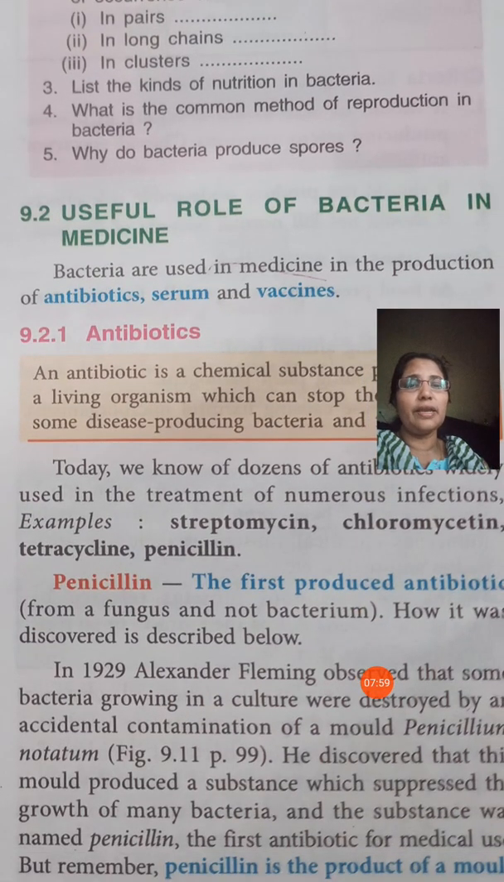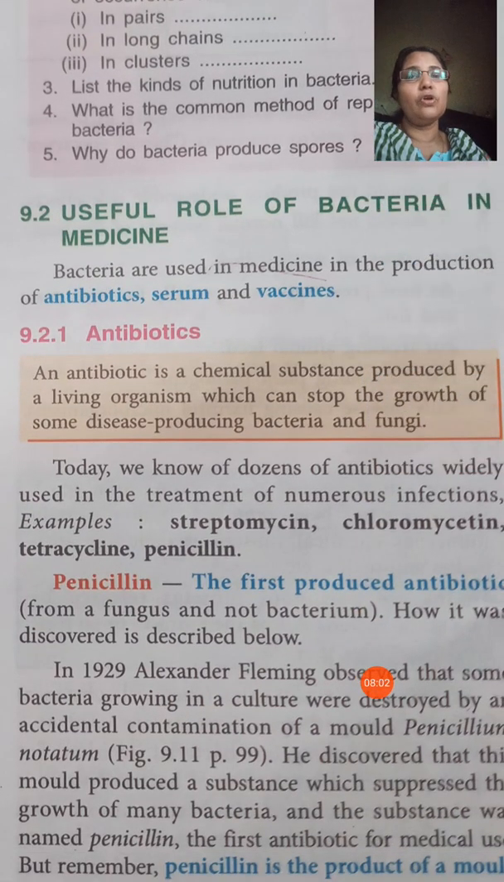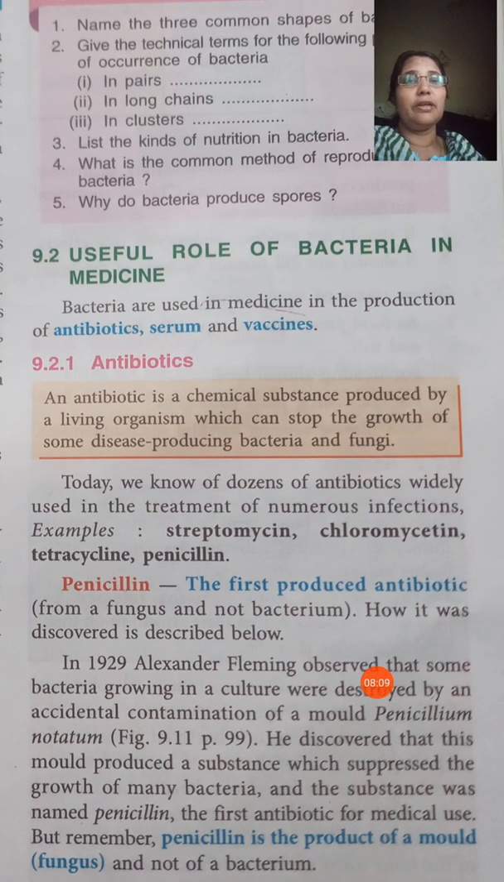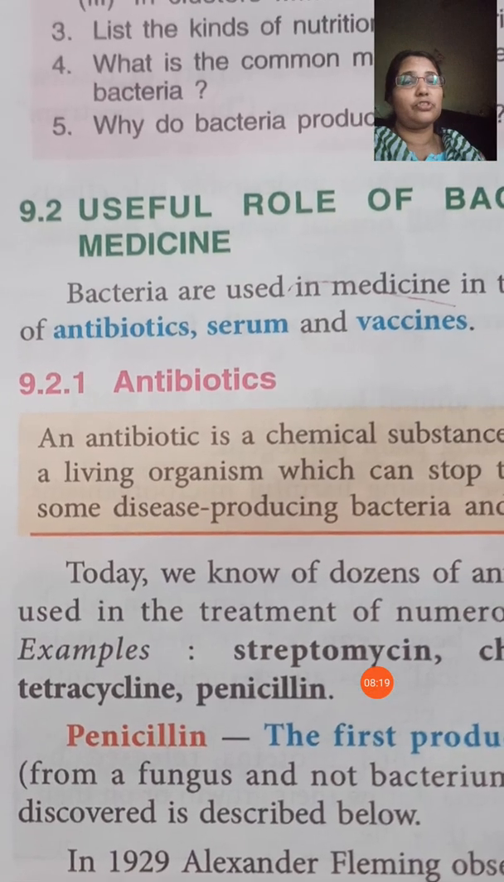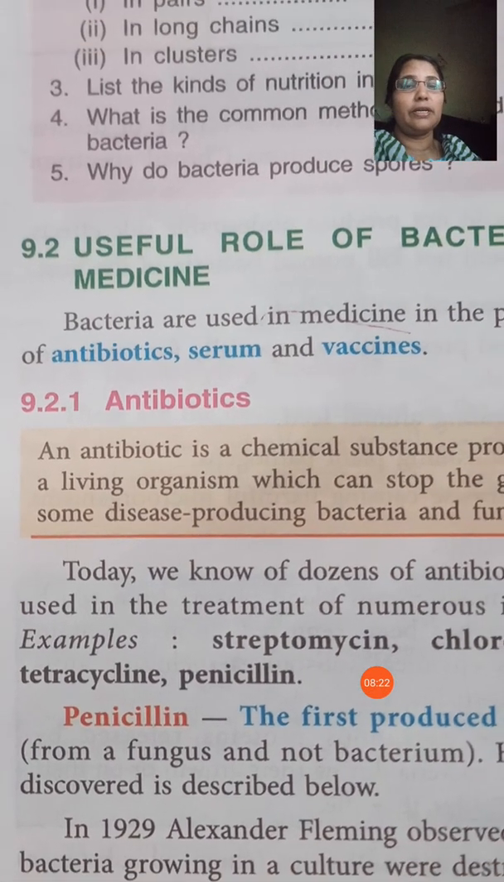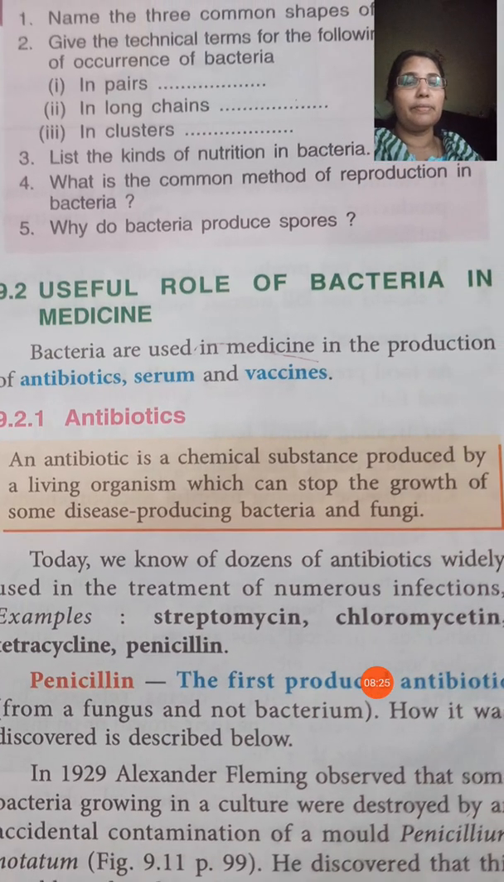Then again, you can see the useful role of bacteria in medicine. You know that in the medical field, bacteria are very useful. Bacteria are used in medicine in the production of antibiotics, serum and vaccines. The antibiotic definition is given here. You can read it. An antibiotic is a chemical substance produced by a living organism. Biotic means living. So an antibiotic is a chemical substance produced by a living organism, not artificially made from any other thing.